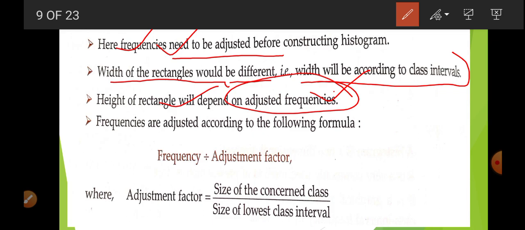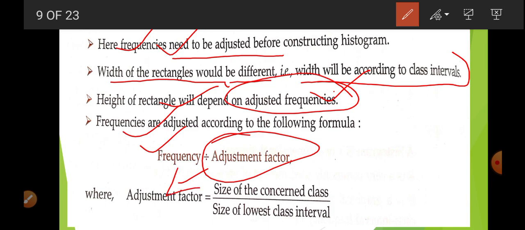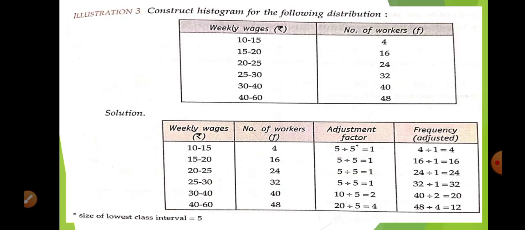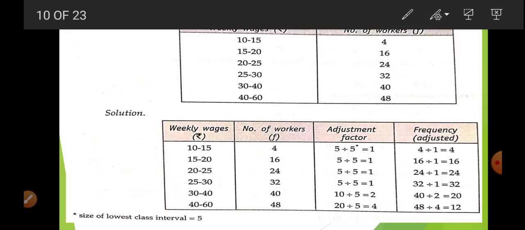So for the adjusted frequency, first of all we are going to get the adjusted factor. How? Adjusted frequency is frequency upon adjusted factor, and how do we calculate the adjusted factor? So this is the equation: size of the concerned class upon size of the lowest class interval. With an example it becomes very easy.